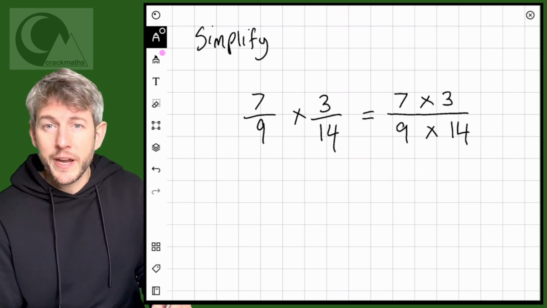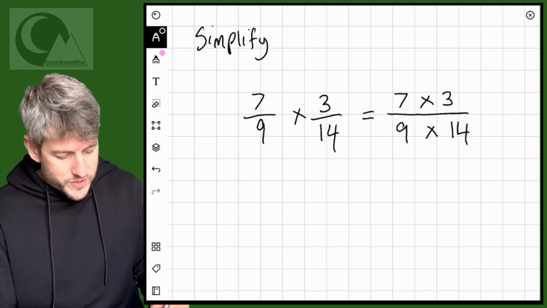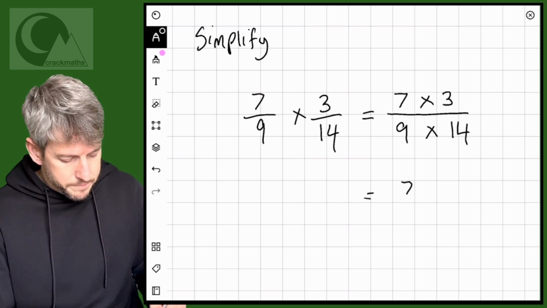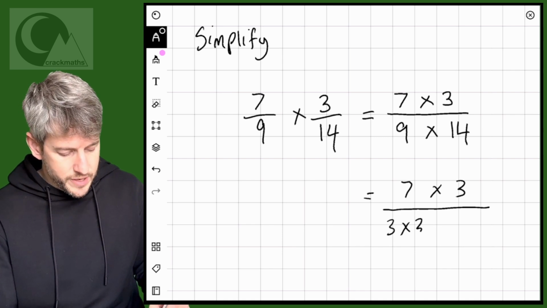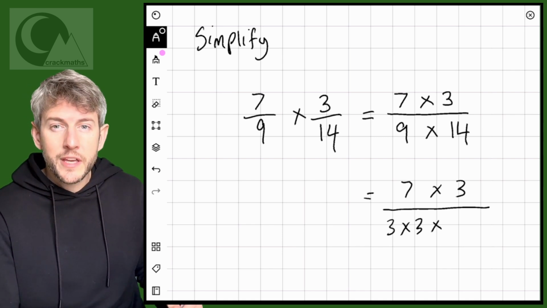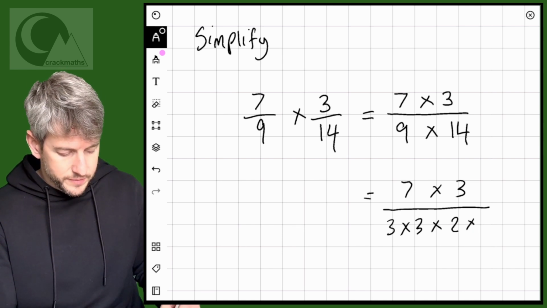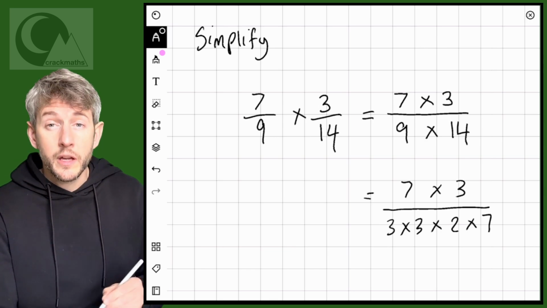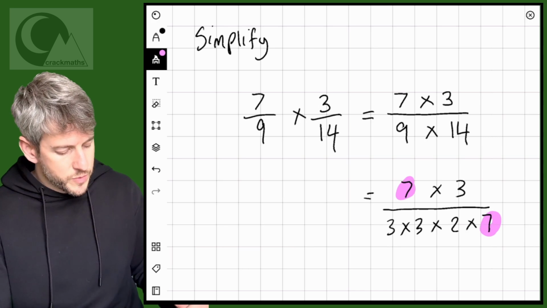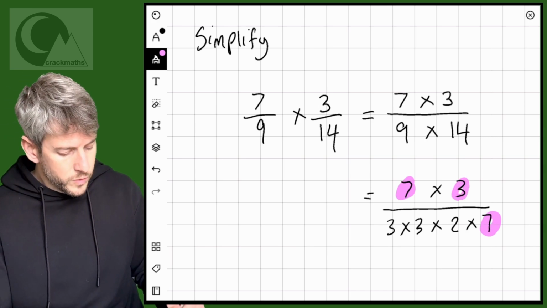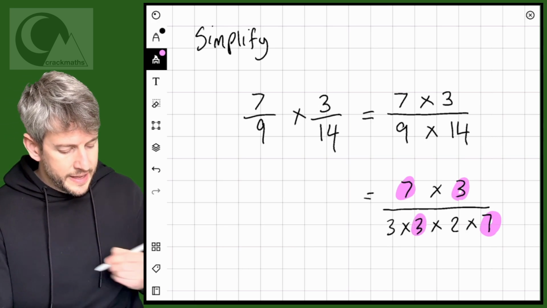So 7 and 3 are prime numbers, so I will leave them on the top. So we've got 7 times 3. Now, I'm going to think about 9 as being 3 times 3, and I'm going to think about 14 as being 2 times 7. Now I'm able to cancel out the 7's because we've got a pair here, and I can also cancel out the 3 here and here.